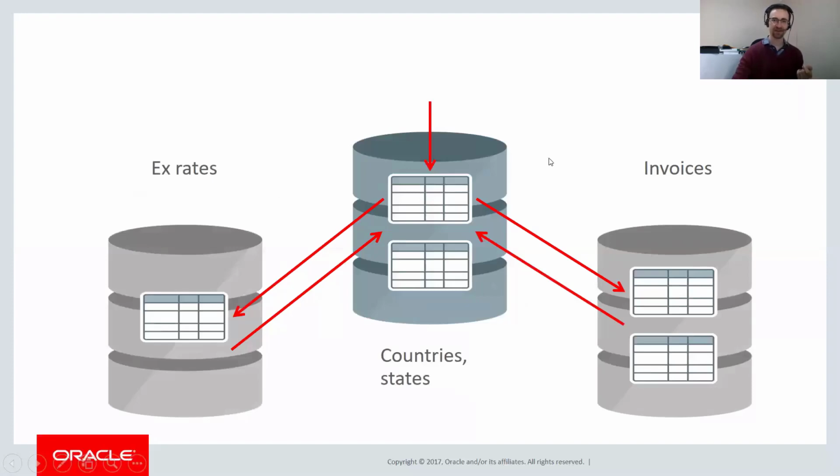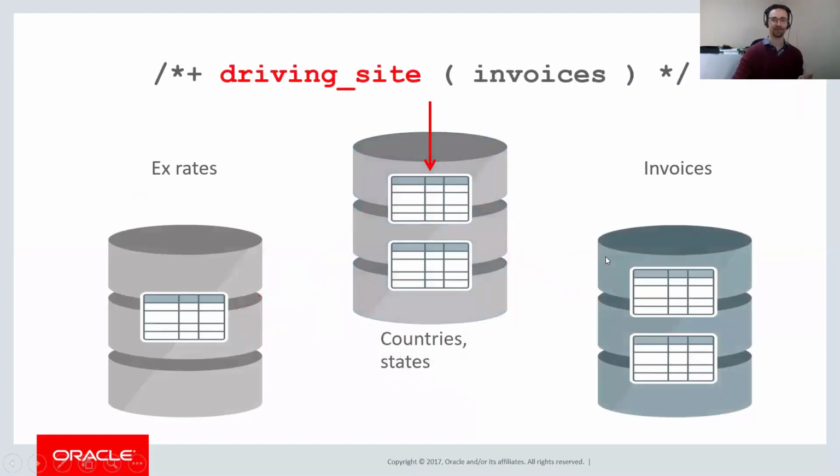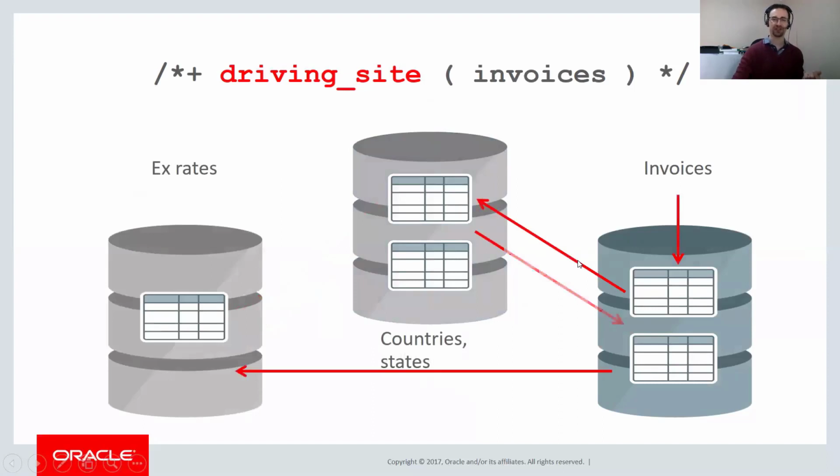So rather than this database owning it, we'd make the invoices database the master. So now we're saying to Oracle, okay, we've come in connected to currencies, but delegate control to invoices. So this will then join those two tables together, call out to countries and states to get that information, and call out to the exchange rates to get that information, pull that all together. So now hopefully we are sending a lot less information over the wire.